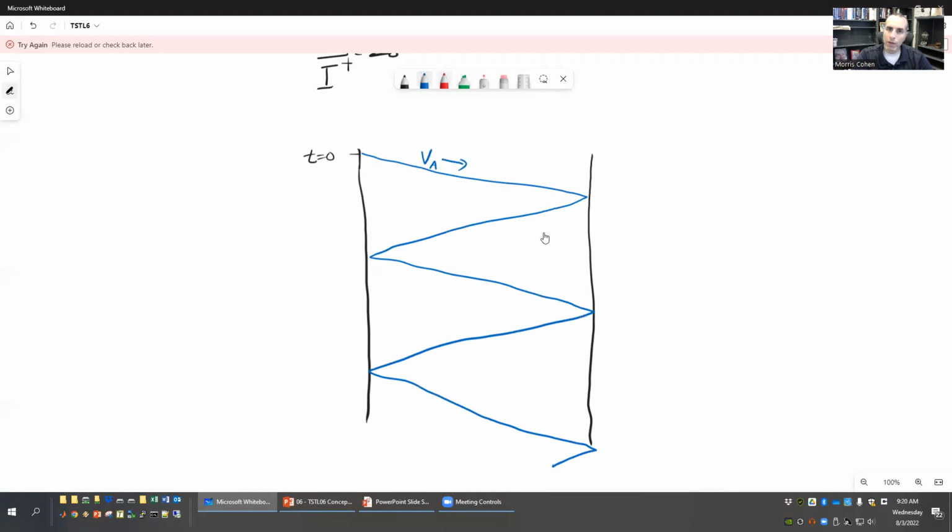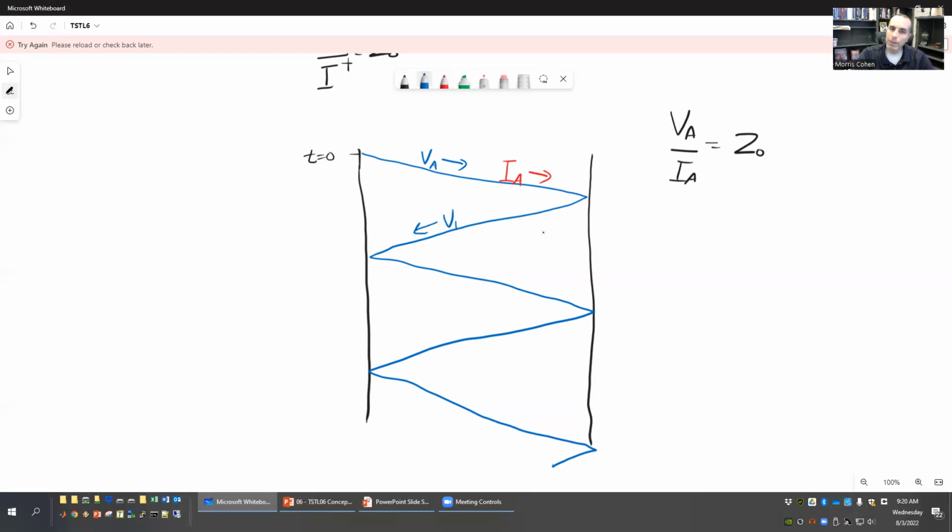And we also have a current, IA, also moving this way. And we know from the transmission line impedance that VA divided by IA must equal Z0. Okay, now at that first reflection, VA is going to reflect off of the load, and it's going to be moving back the other way.